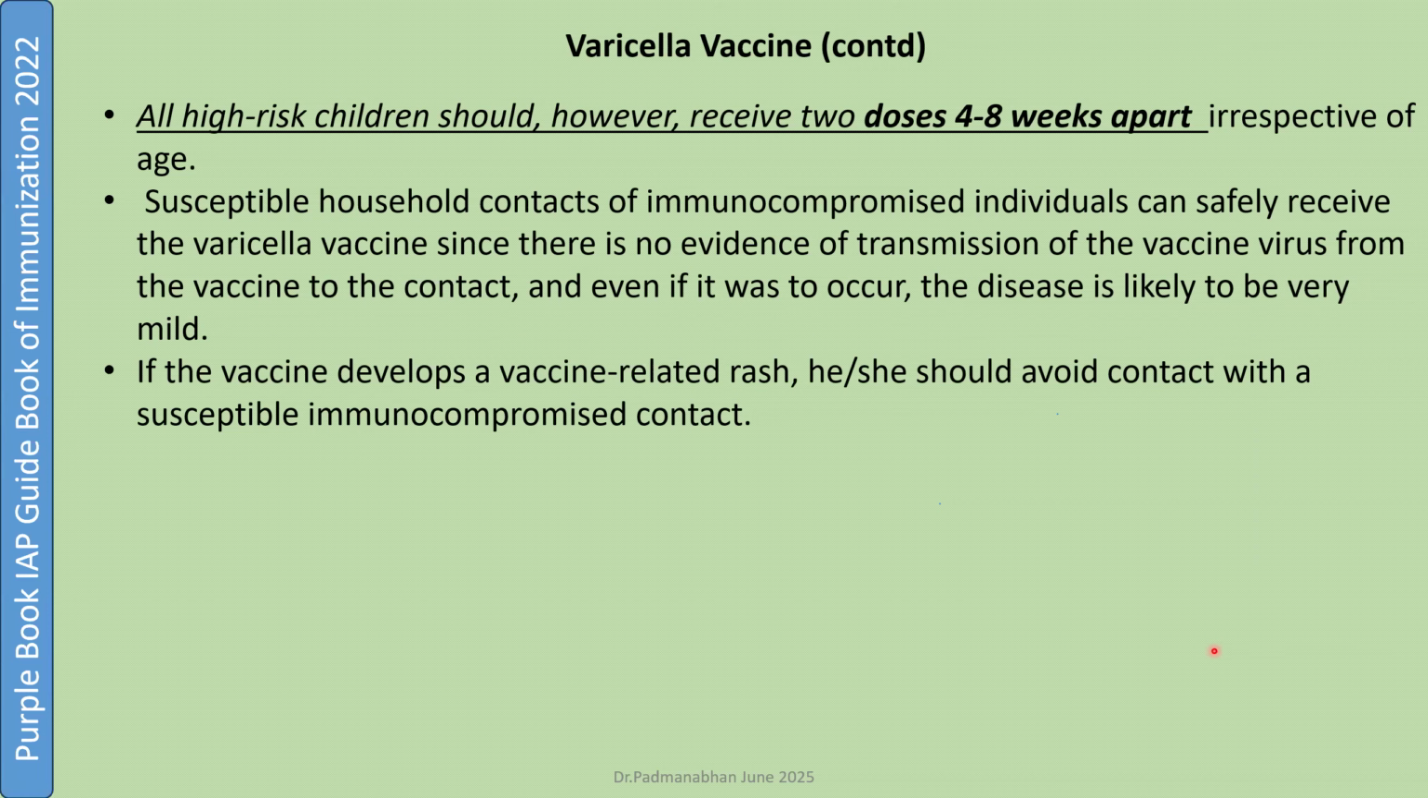All high-risk children, however, receive 2 doses 4 to 8 weeks apart, irrespective of age. Susceptible household contacts of immunocompromised individuals can safely receive the varicella vaccine, since there is no evidence of transmission of the vaccine virus from the vaccine recipient to the contact, and even if it was to occur, the disease is likely to be very mild. If the vaccinee develops a vaccine-related rash, he or she should avoid contact with a susceptible immunocompromised contact.